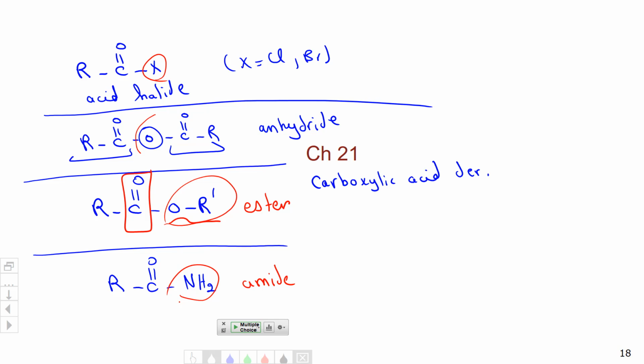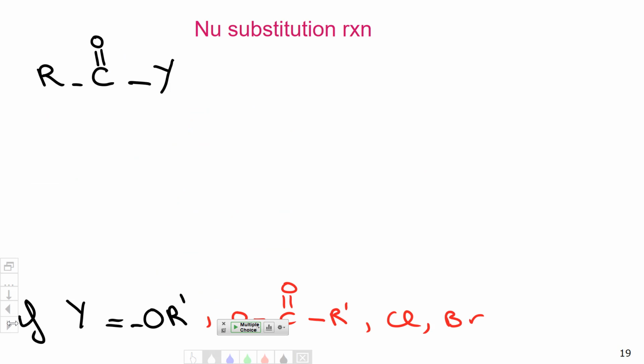But all of them have a C double bond O in them, which is close to the carbonyl of a ketone or aldehyde. Now, the common reaction that an acid derivative is going to undergo is a nucleophilic substitution. From the name, we're going to add a nucleophile. The nucleophile is going to replace the Y, where the Y is either the OR prime of an ester, or a chlorine or bromine of an acid chloride, or OC double bond OR of an anhydride.